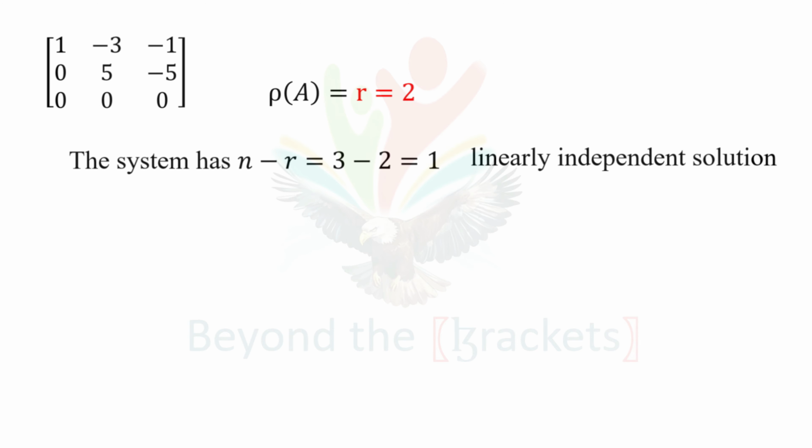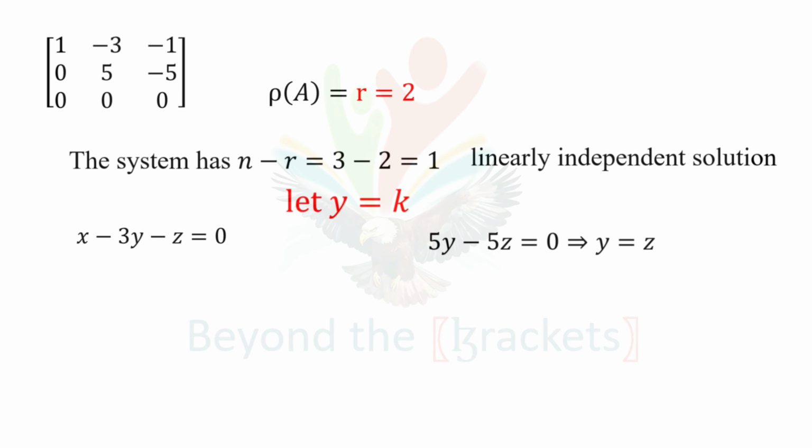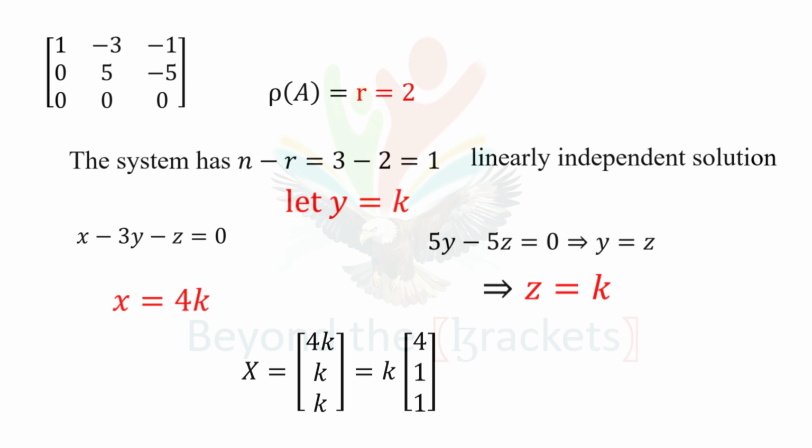Writing the equations from the resultant matrix, we get x minus 3y minus z equal to 0 and 5y minus 5z equal to 0. From the second equation, we can see that y is equal to z. Since there are two equations and three unknowns, we'll need to assign a value to one of the variables. Let's take y is equal to k. Substituting this in equation 2, we get z is equal to k. Substituting these two values in equation 1, we get x is equal to 4k. So the solution is 4k, k and k. Taking k common, the solution is 4, 1 and 1.